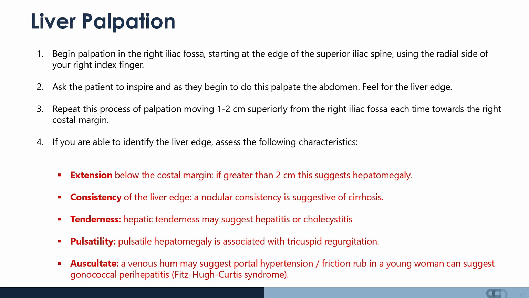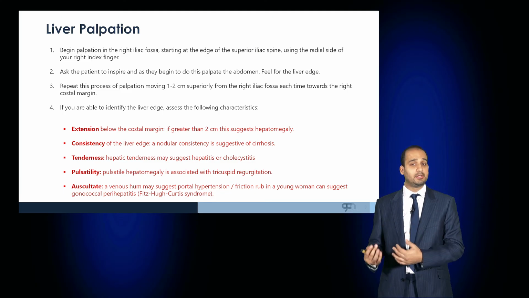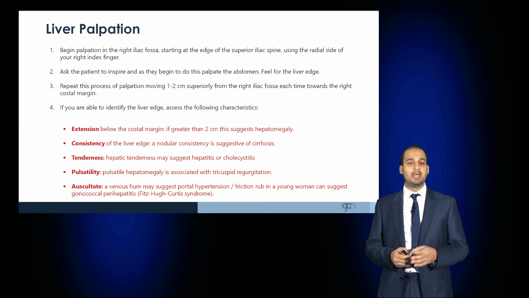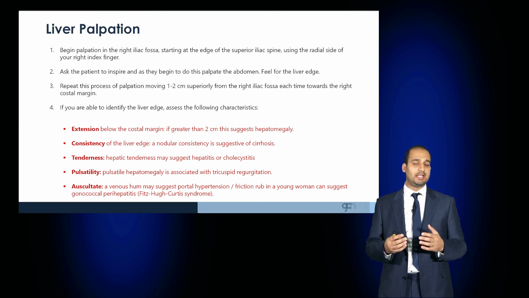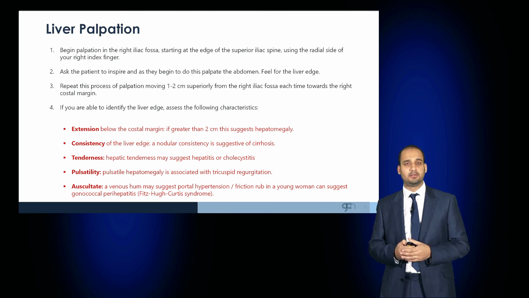The consistency of the edge: is it nodular or smooth? Is it tender? Is there any pulsatility of the liver? And auscultate. A venous hum of the liver may suggest portal hypertension, and a friction rub could suggest a gonococcal perihepatitis known as Fitzhugh-Curtis syndrome.